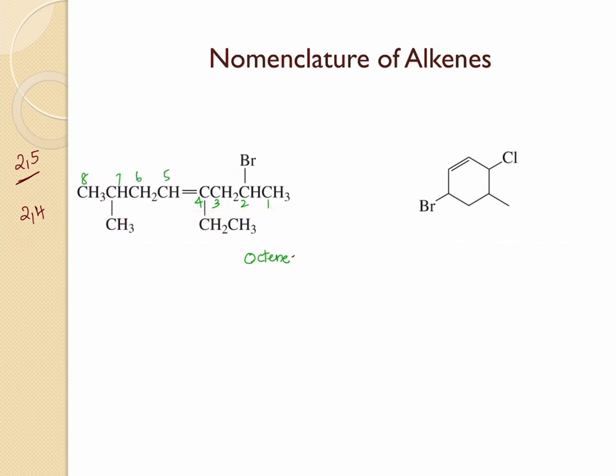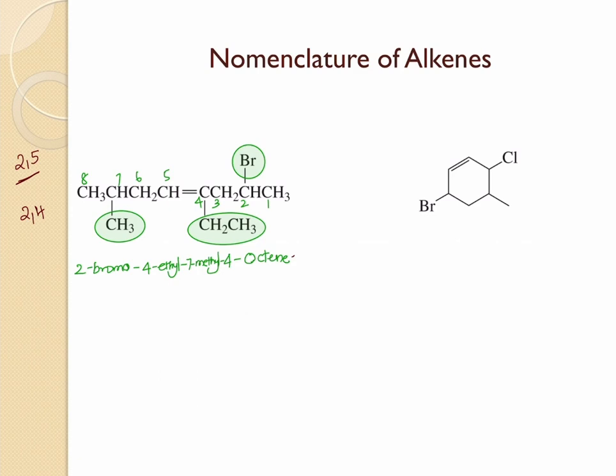So where is the position of the double bond now? 4-octene, right? And leaving that 4-octene, we have 3 substituents. We have a bromine, we have an ethyl group, and we also have a methyl group. Which one is going to come first? Obviously, the bromine is going to come first, which is at position 2. So it's going to be 2-bromo. And then the ethyl group, according to the alphabetical order. So 4-ethyl, and then 7-methyl, 4-octene.